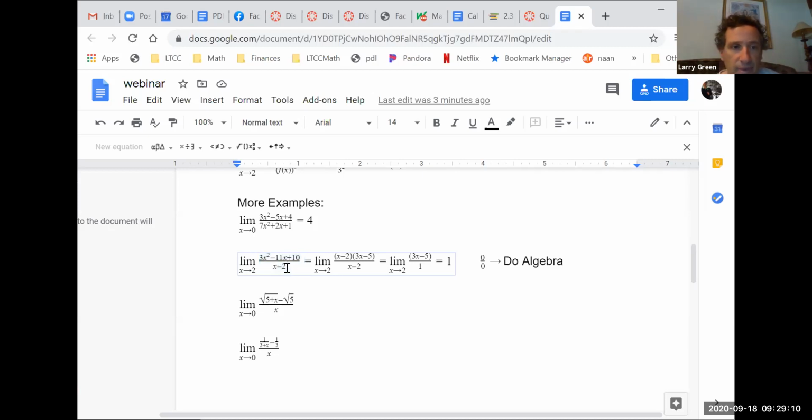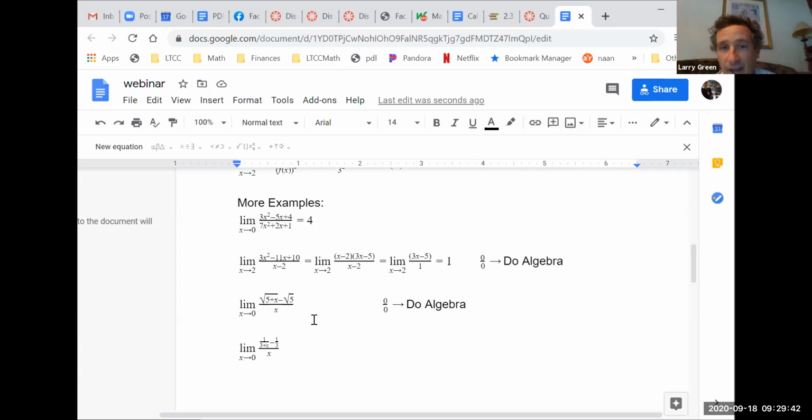Okay, let's look at the next example. So take a look at this one. What's your first step? Plug in. What do you get when you plug in? 0 over 0. Yeah, I'm just going to copy and paste, so I'm going to type it again. It's 0 over 0. It means we need to do algebra.